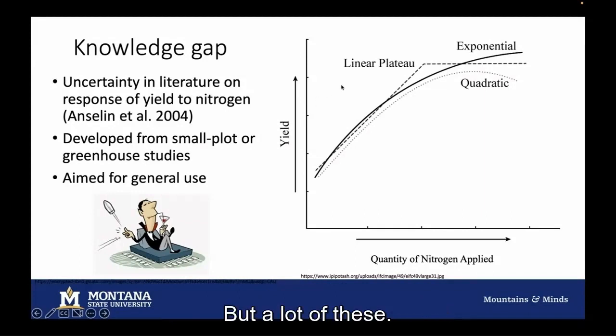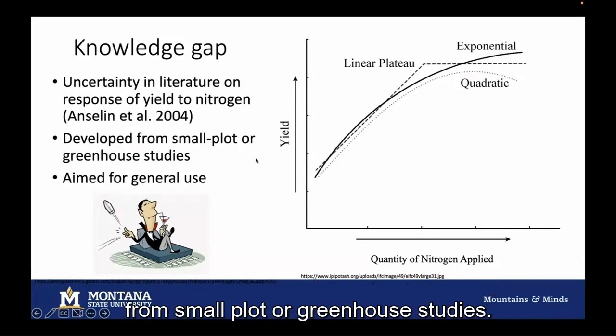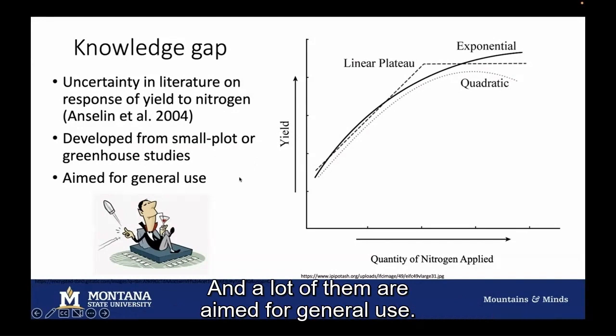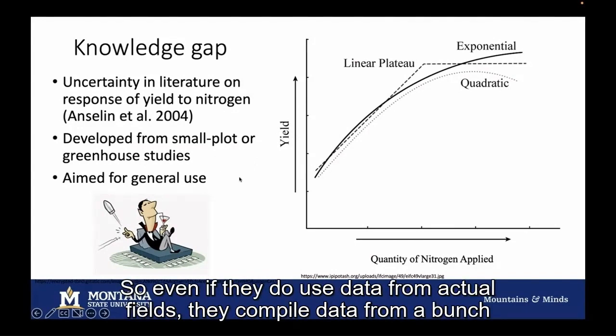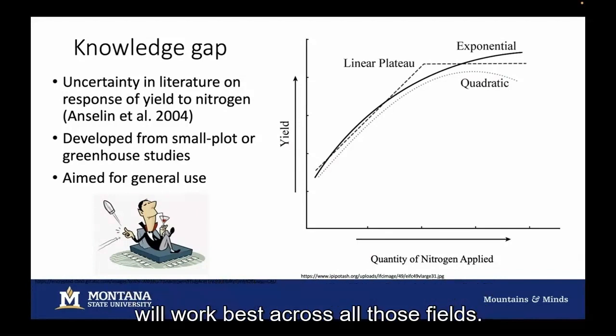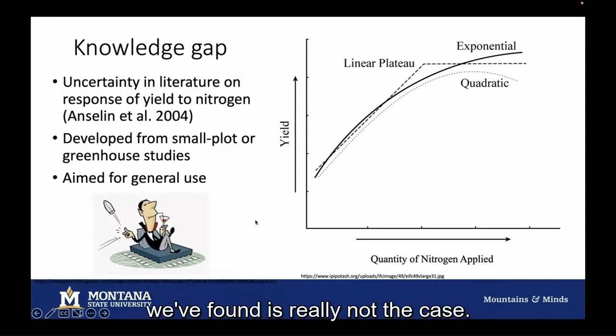But a lot of these tools and recommendations for how to analyze this data were developed from small plot or greenhouse studies, and a lot of them are aimed for general use. So even if they do use data from actual fields, they compile data from a bunch of different fields and come up with a generalized model that they think will work best across all those fields. And so people have been looking for this silver bullet, which we've found is really not the case.